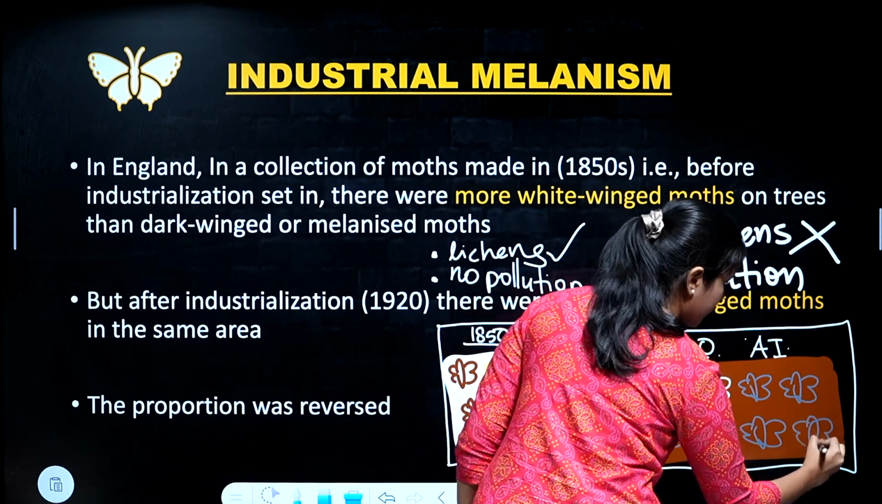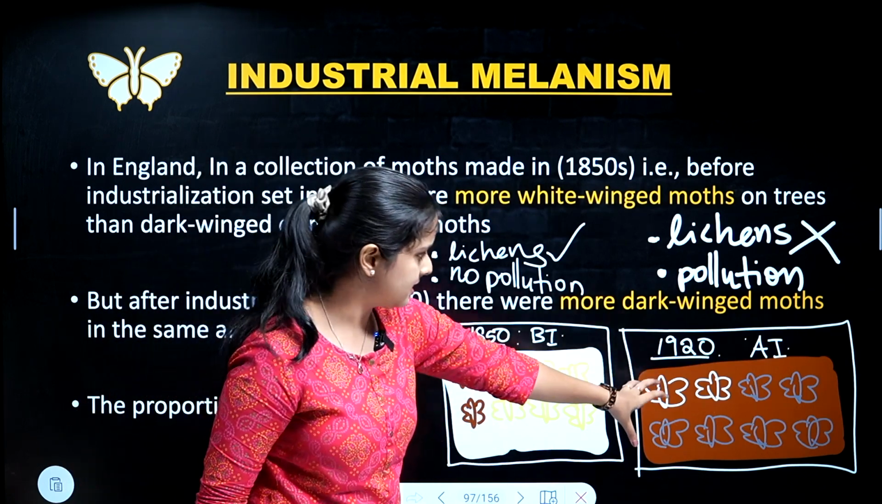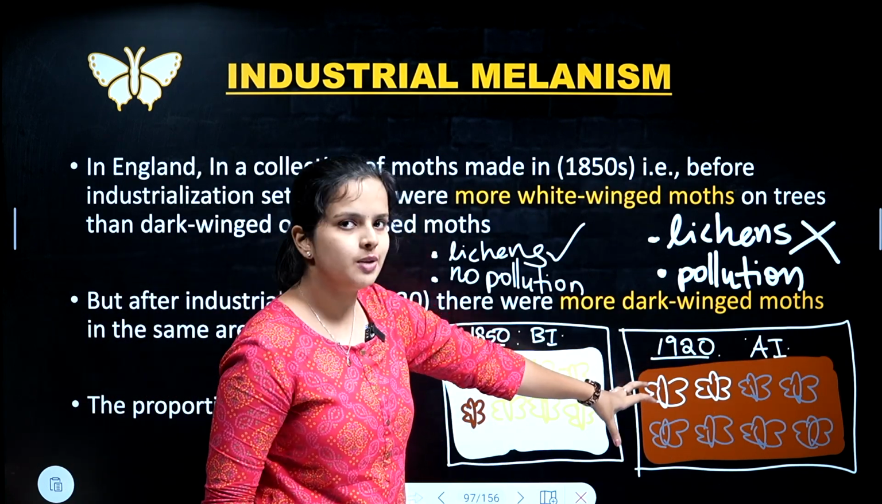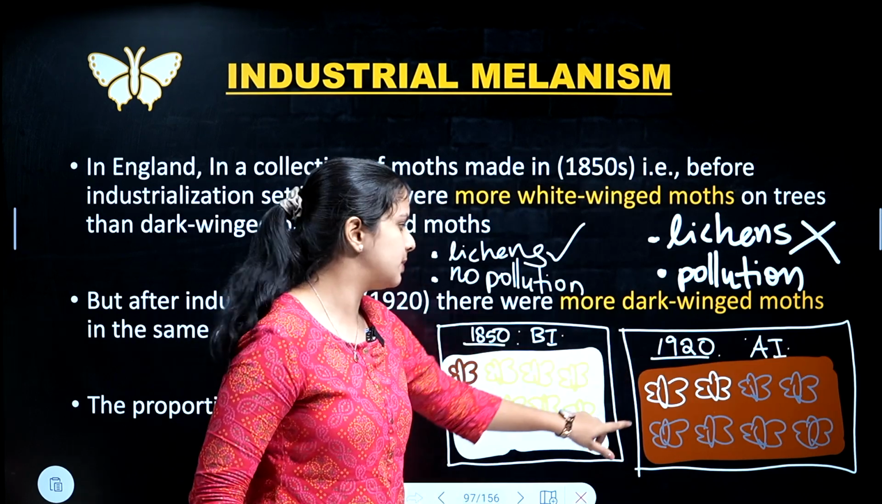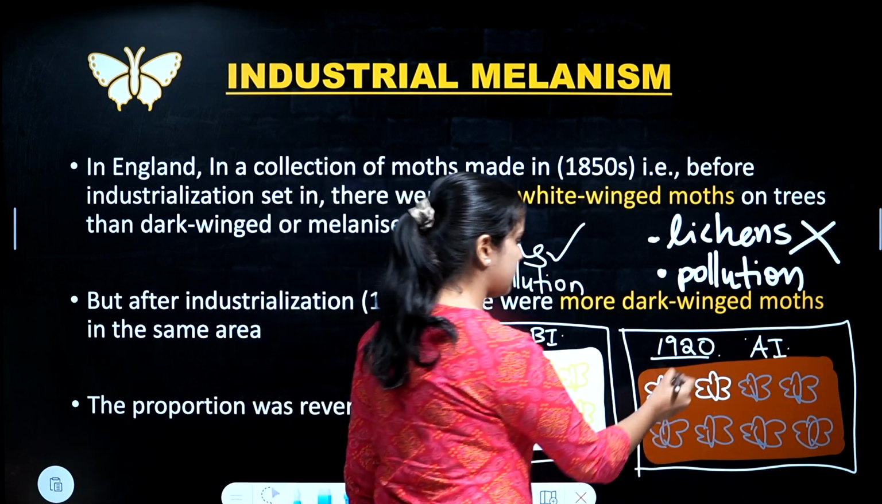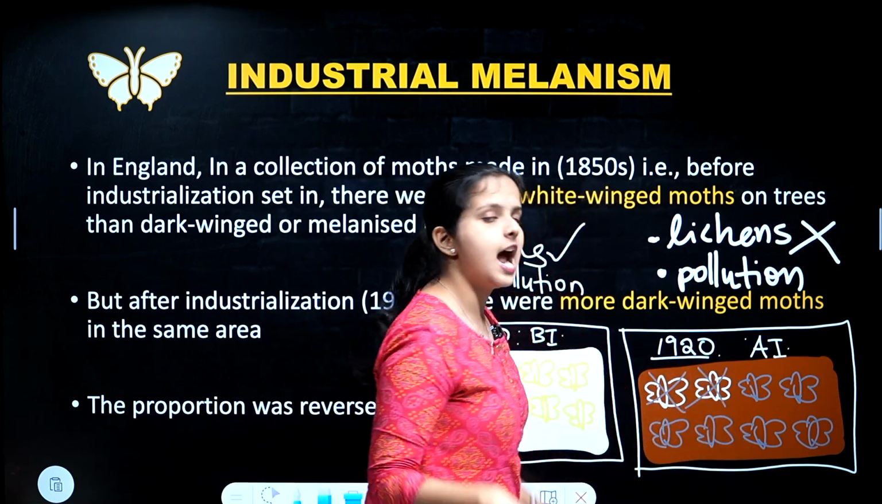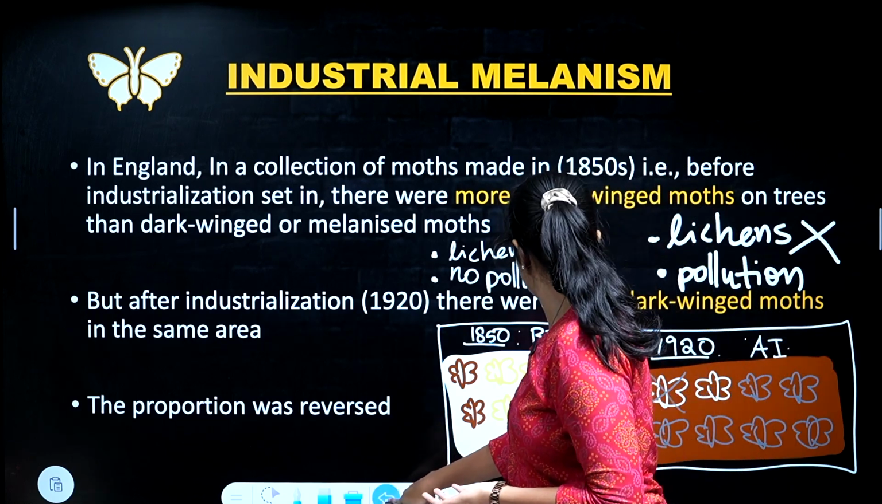So again the predator comes. I'm the predator. The predator looks at this and looks at the tree bark, and as the predator is in a hurry, the white is clearly visible, but the melanized moths are a bit difficult to see. Hence the predator catches the white winged moths, both of these moths, and the predator flies. This is exactly what happened in 1920 in London.